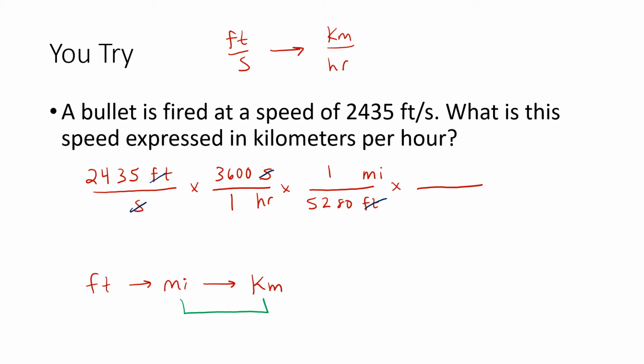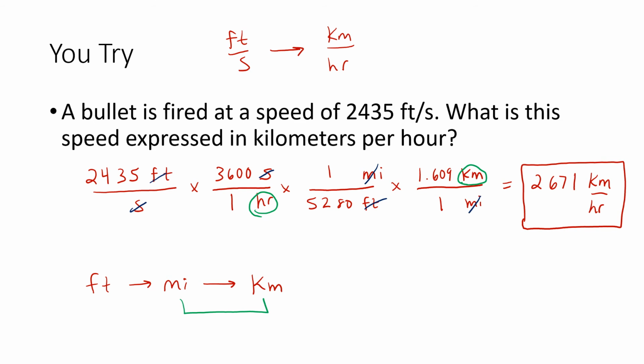Next, we want to convert miles into kilometers. Miles will have to go in the denominator, kilometers in the numerator, and 1 mile is equal to 1.609 kilometers. Miles will cancel, and we'll be left with kilometers per hour when we calculate. We can keep 4 sig figs in our answer. So we should get 2,671 kilometers per hour as our final answer.